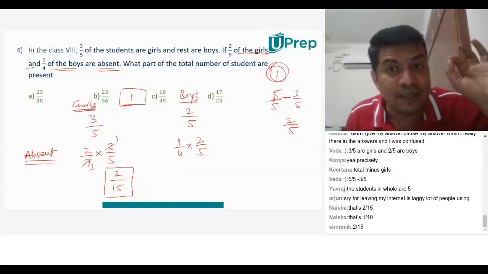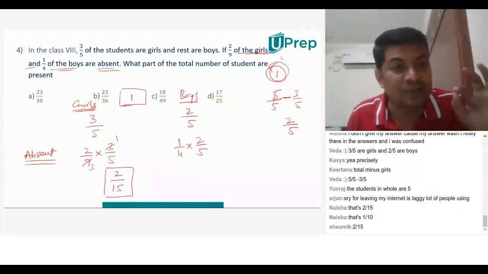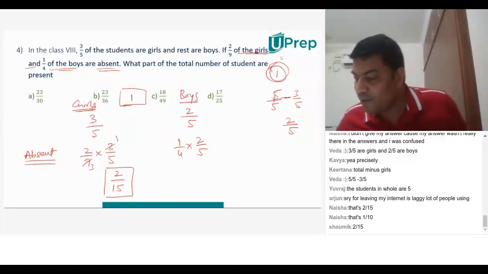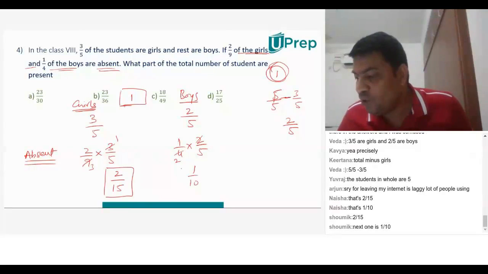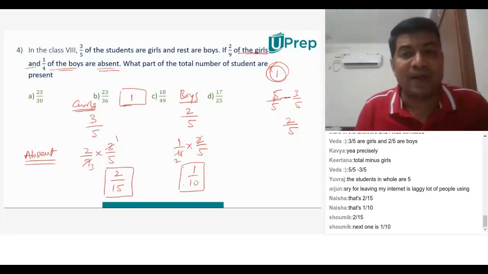2 by 15 of the actual number, that so many girls are absent. How many boys are absent? 2 ones are 2, 2 twos are... 1 by 10 are absent here. So basically, the total number of absentees.